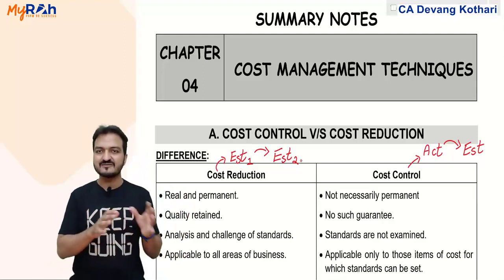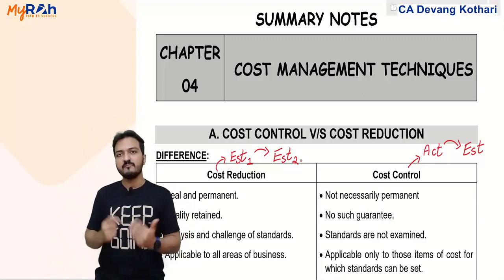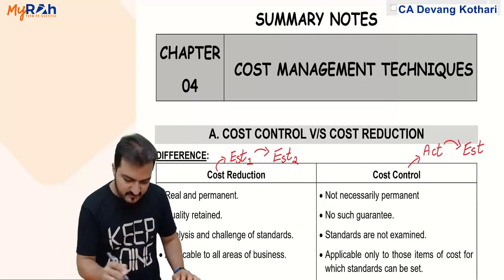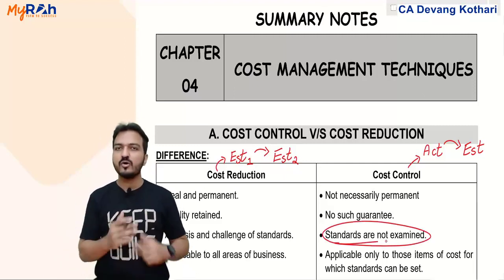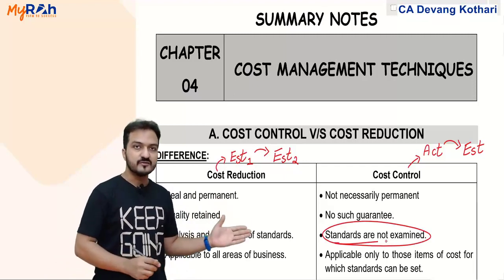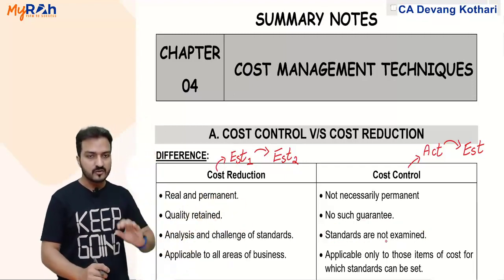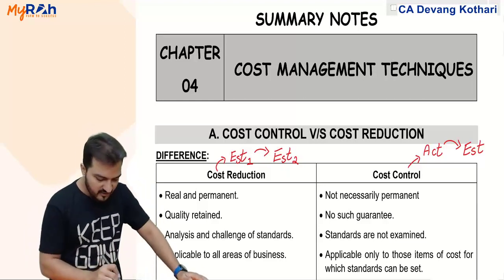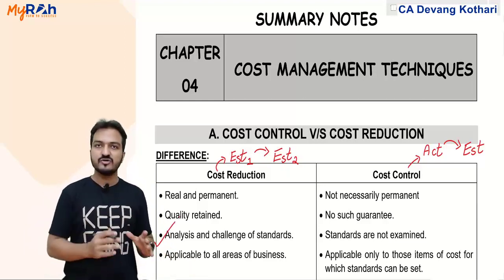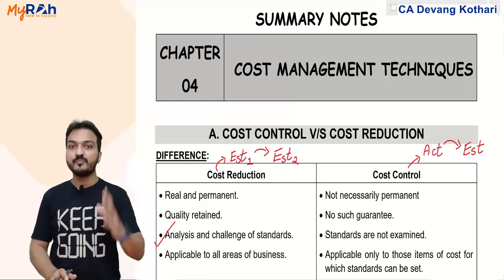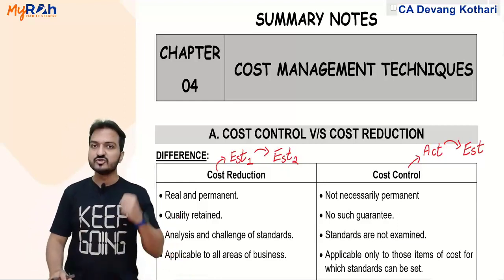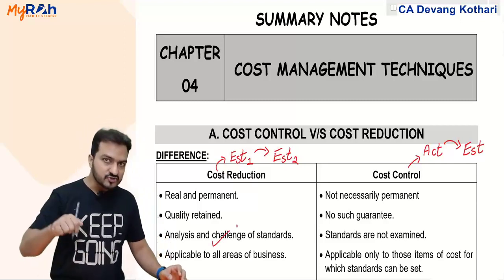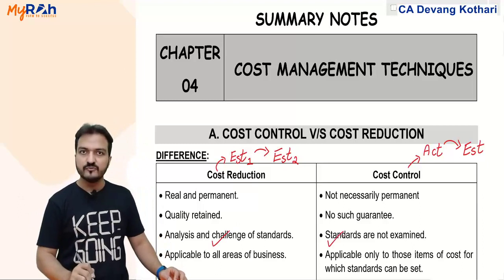So cost control is mainly pertaining to controlling my actual cost. So in case of cost control, standards are not examined. You are not changing the standard. While cost reduction means that you are not adjusting your actual cost. Rather, cost reduction means that you need to analyze the standard cost, challenge that standard cost, bring that standard cost itself down. So bringing the standard cost down was cost reduction, while bringing the actual cost down is cost control.